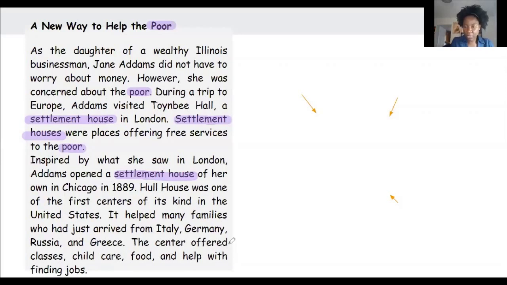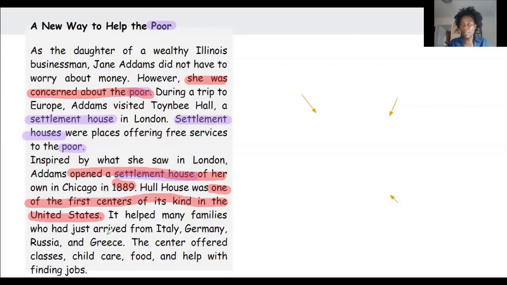Boys and girls, while I was reading, I was asking myself, what is it about the poor that the author wants me to know? The second line says, Jane Addams was concerned about the poor. And because she was concerned about the poor, she opened a settlement house of her own in 1889. This settlement house was one of the first centers of its kind in the United States.